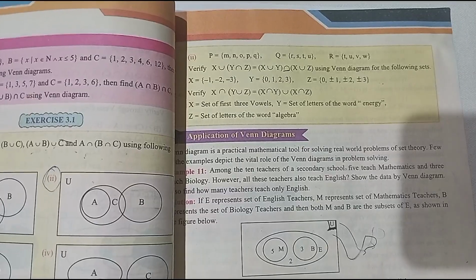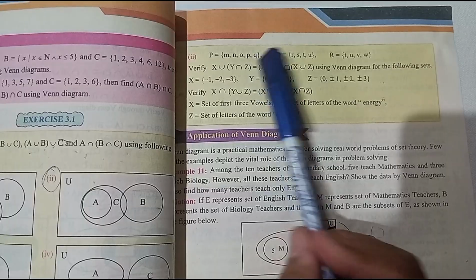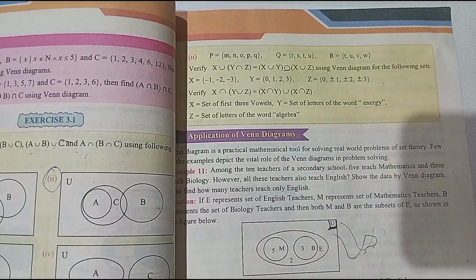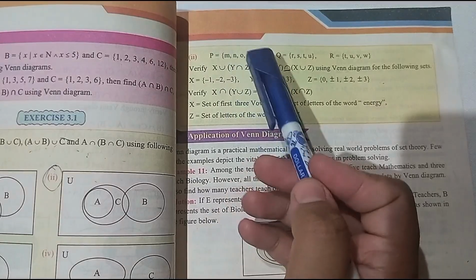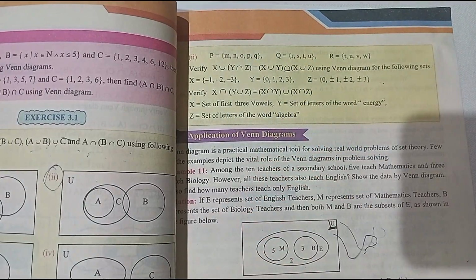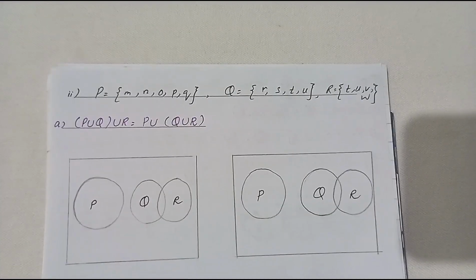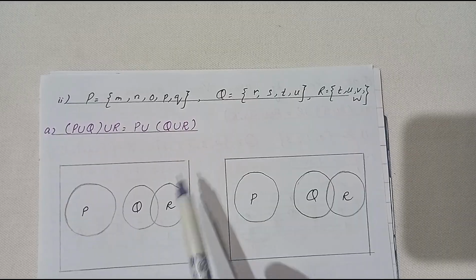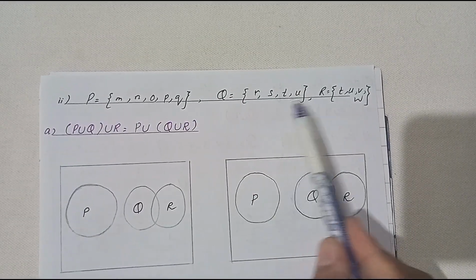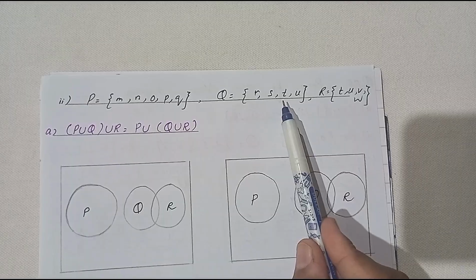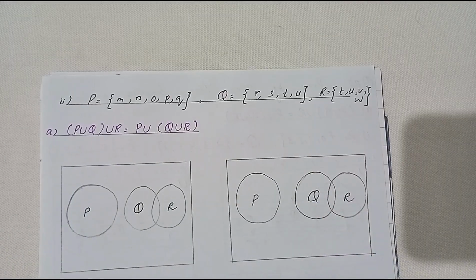Now we solve question number 5 by using these sets P, Q, R, second part, and apply the same associative law of union and intersection on these sets and prove it by Venn diagram. As you can see from the sets P, Q, R, the overlapping sets are Q and R. The common part between Q and R is T and U.